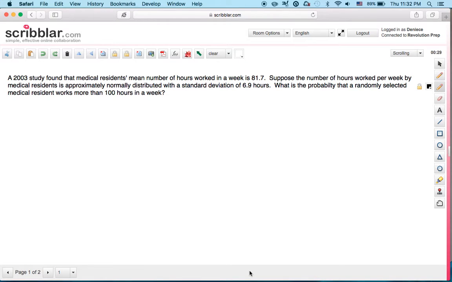So the problem is: a 2003 study found that medical residents' mean number of hours worked in a week is 81.7. Suppose the number of hours worked per week by medical residents is approximately normally distributed with a standard deviation of 6.9 hours. What is the probability that a randomly selected medical resident works more than 100 hours in a week? Now we're going to do this problem using the normal distribution table.